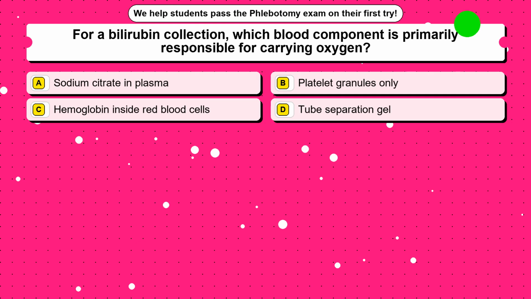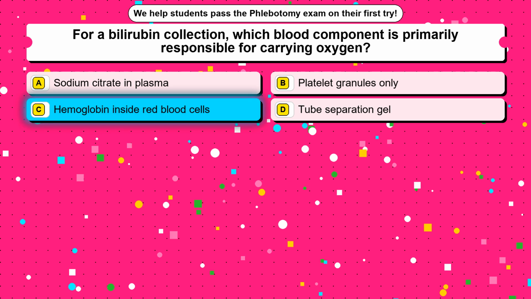Question 73. For a bilirubin collection, which blood component is primarily responsible for carrying oxygen? Option A. Sodium citrate in plasma. Option B. Platelet granules only. Option C. Hemoglobin inside red blood cells. Option D. Tube separation gel.